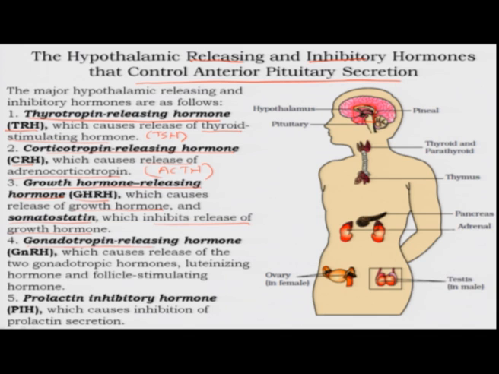The fourth one is gonadotrophin releasing hormone or GnRH, which I just mentioned before. This causes the release of gonadotrophic hormones such as LH, luteinizing hormone, and FSH, which is also known as follicle stimulating hormone, from the anterior pituitary. And last is prolactin inhibitory hormone. So, this is another example of an inhibitory hormone which causes the inhibition of prolactin secretion from the anterior pituitary. So, these are all the various releasing and inhibitory hormones that are secreted from the hypothalamus and act mostly on the anterior pituitary gland.